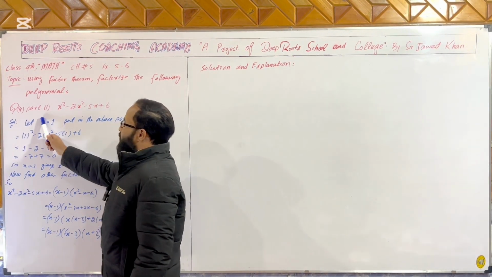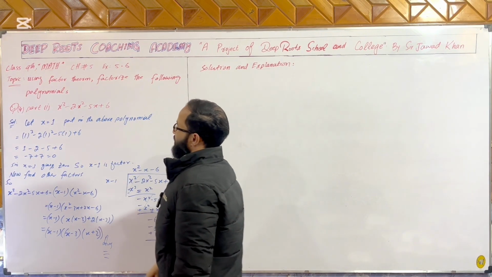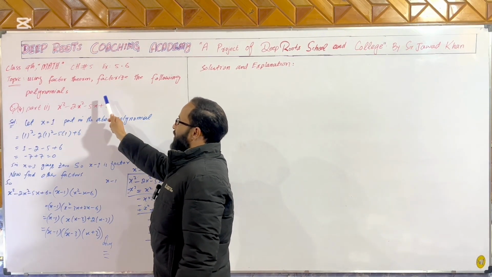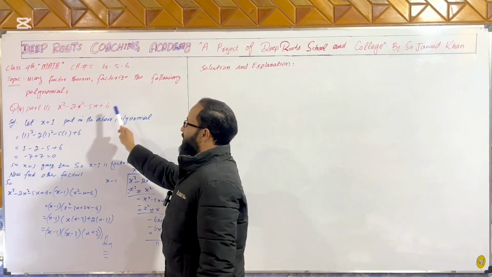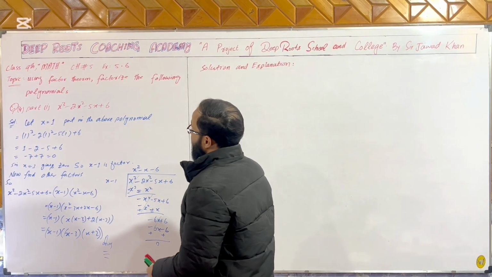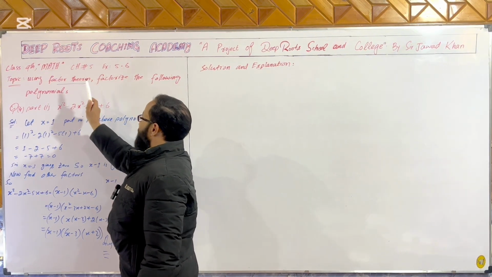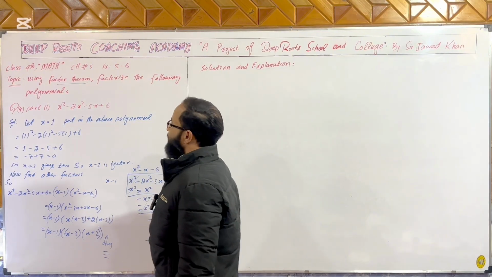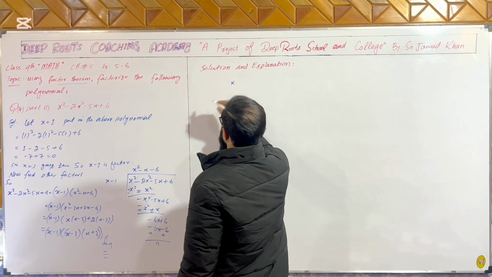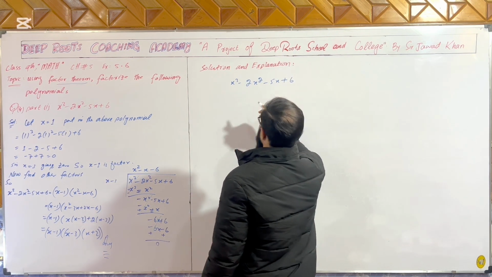In question number 4, part number 1 is given x cube minus 2x square minus 5x plus 6. Now, the question is asking using factor theorem factorize the following polynomial. This is a polynomial which is given to you, and they are asking by the help of factor theorem to factorize it. Now first of all, what is meant by factor theorem and what is meant by factorization after that.